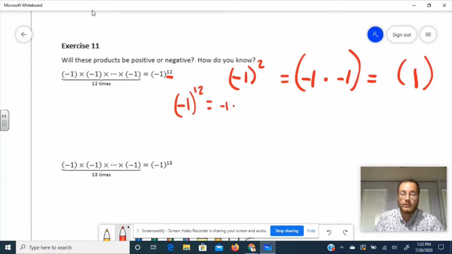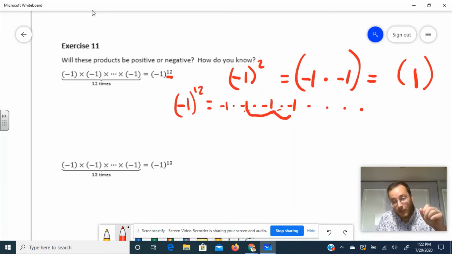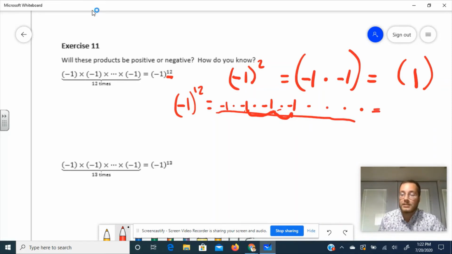That is -1 times -1 times -1 times -1, and so on, until we get to 12. But look at this. -1 times -1 is going to be a positive 1, like we just said. And then you multiply it again by a -1, making it negative. Then you multiply it again by a -1, making it a positive. And it goes on and on until you get to the 12th one. But because you're multiplying by an even amount of numbers, that negative will always end up being a positive number. Being that 12 is even, -1, whenever it is multiplied by itself 12 times, it will end up being a positive 1.